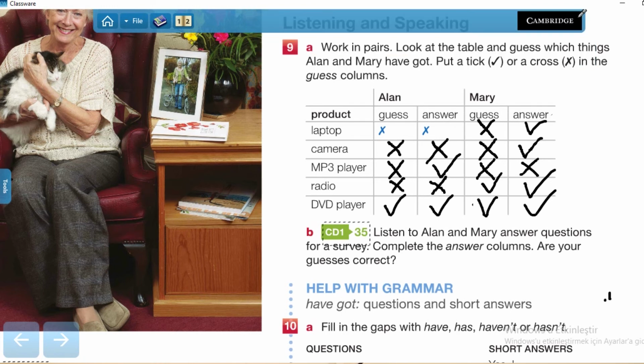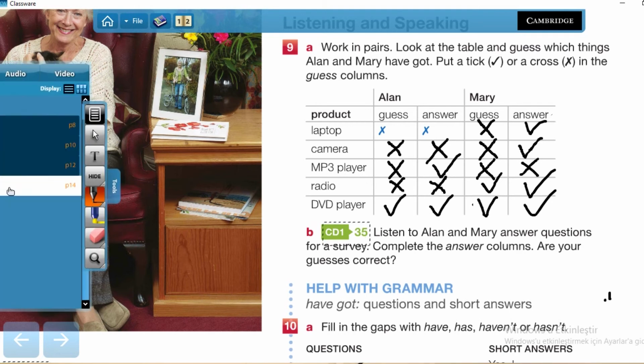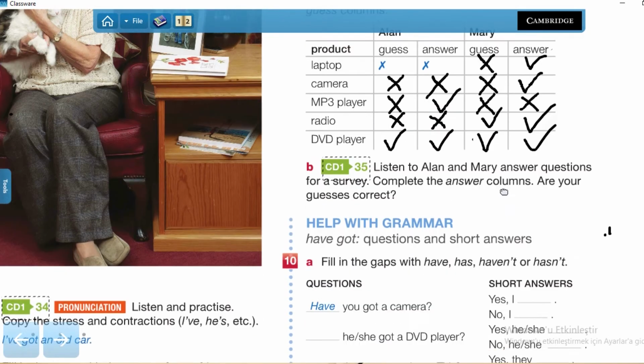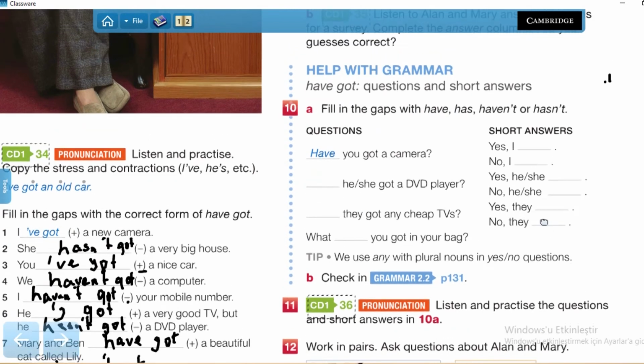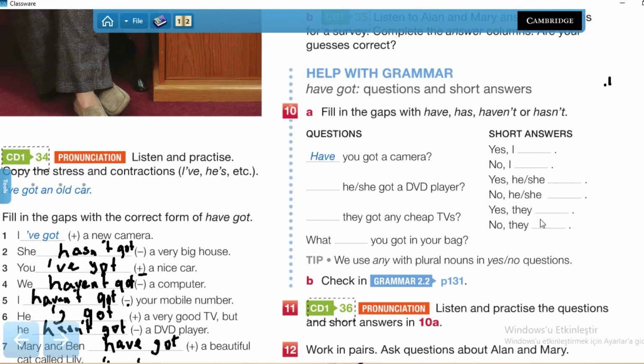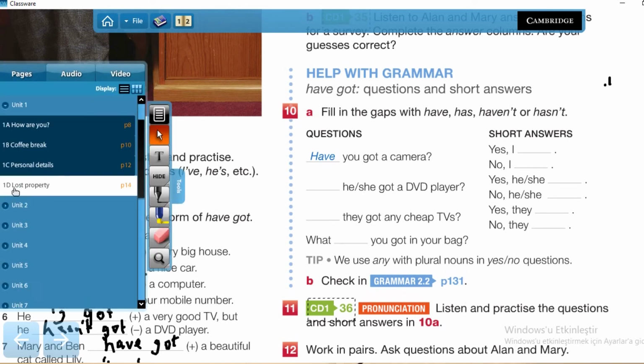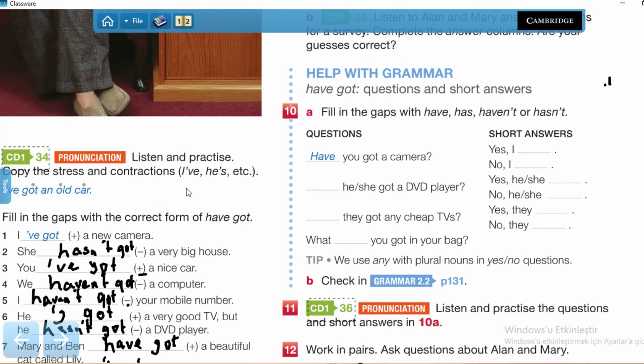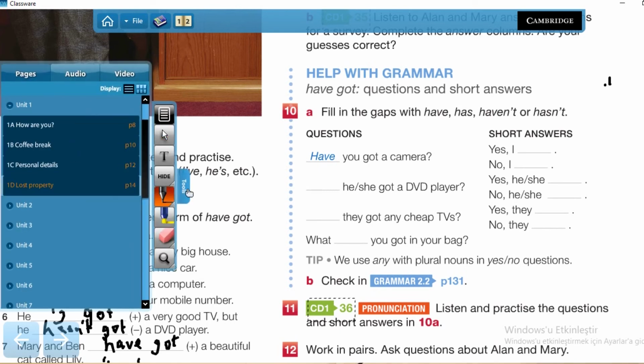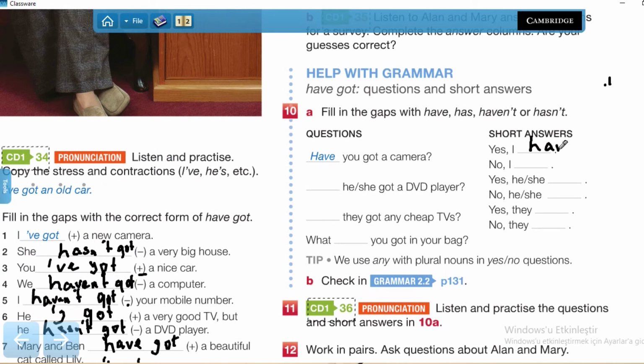Now look at the yes/no questions again very quickly. Look at here. These are yes/no questions with short answers. Have you got a camera? And we say, yes, I have. No, I haven't. Yes, I have. No, I haven't.